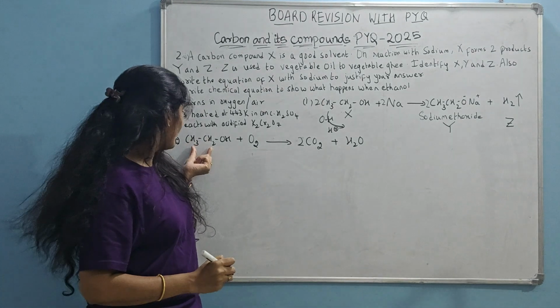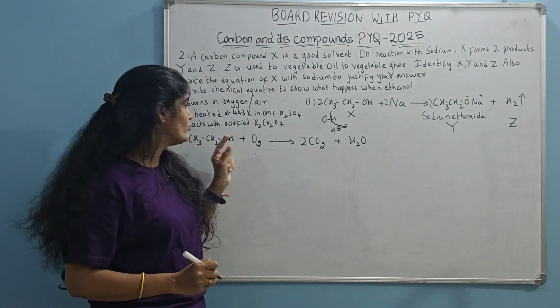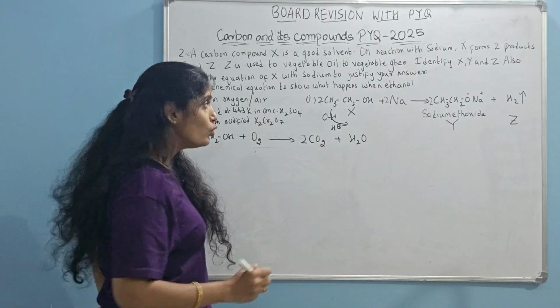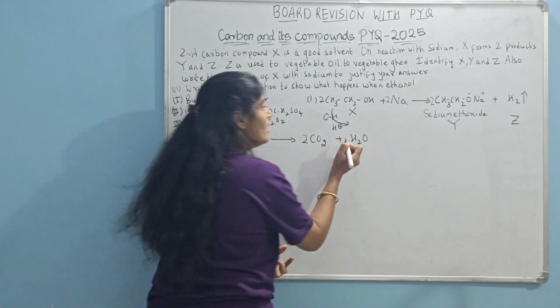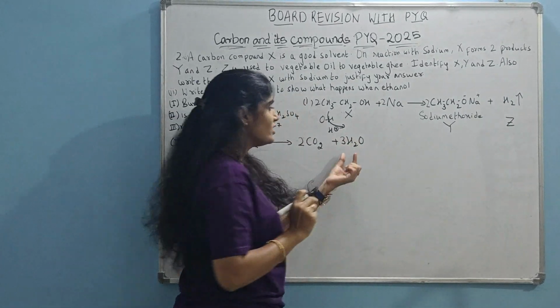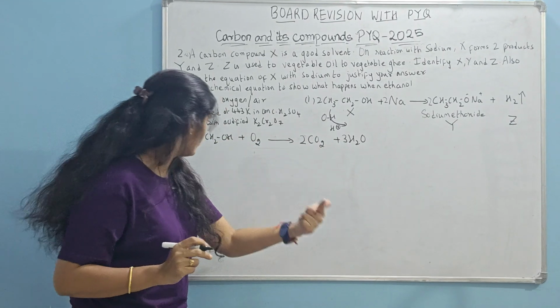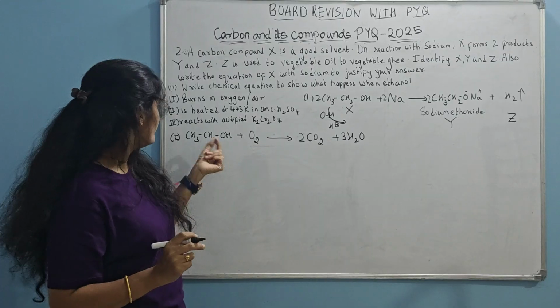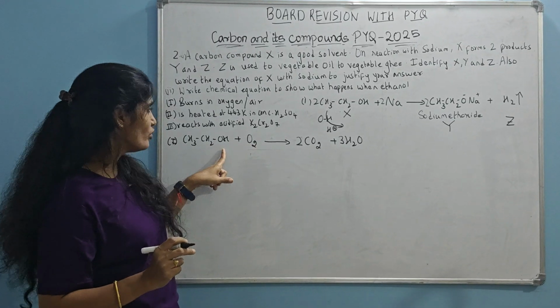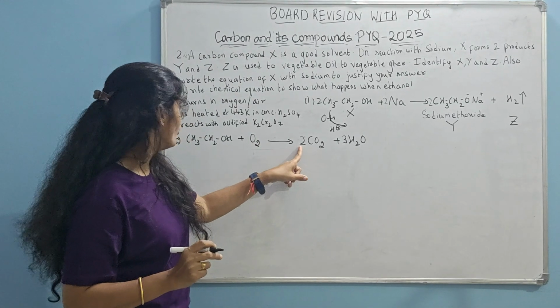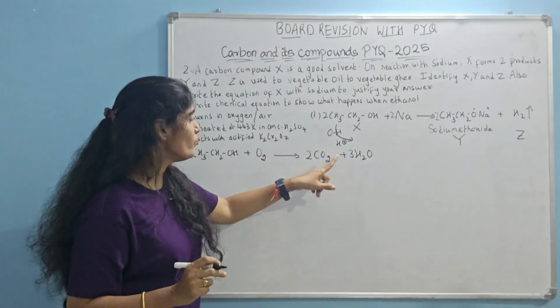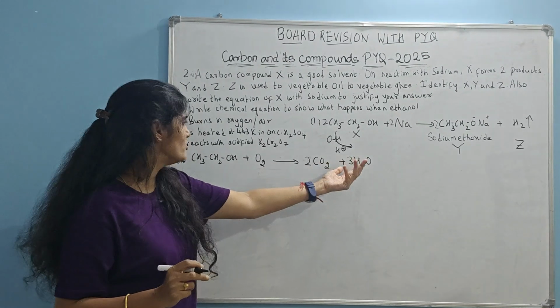Let me go to hydrogens. I have 6 hydrogens, 3 plus 2 plus 1, 6 hydrogens here. Here I have only 2 hydrogens. So to balance it, I will put 3 here, 3 2s is 6, so 6 hydrogens here, 6 hydrogens here. Carbons got balanced, hydrogens got balanced. I am left with balancing my oxygens. I have 3 oxygens here, but here I have how many oxygens? 2 into 2, 4, 4 plus 3, 7.